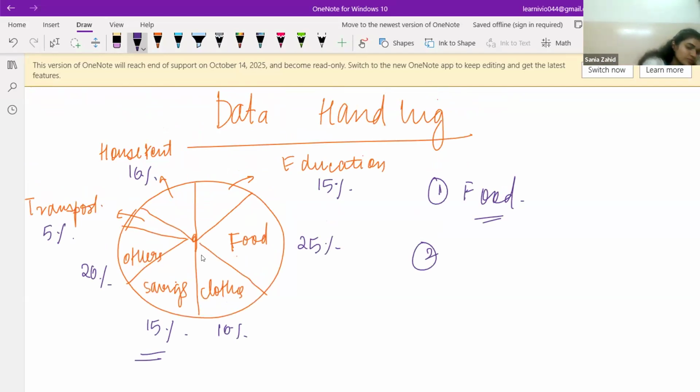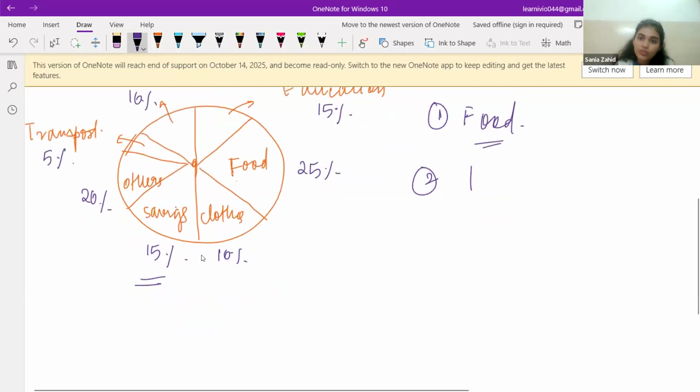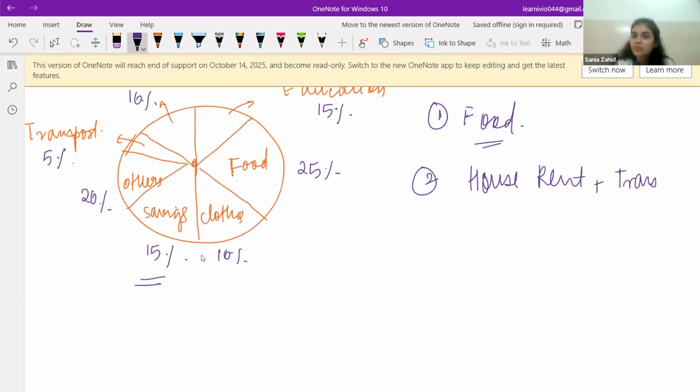Education is alone only, that's not equal to savings. The question is not which two things are equal. It's saying on adding which two things do you get equal to savings. Okay, house rent and transport. So the second one becomes house rent plus transport is savings. Right, children? Now, Kumar, did you understand this? Yes, ma'am.